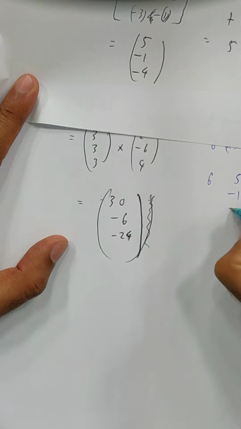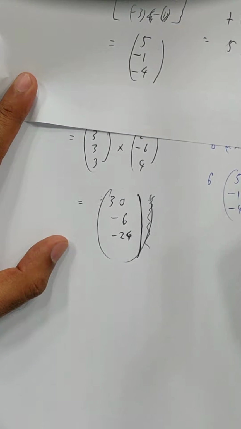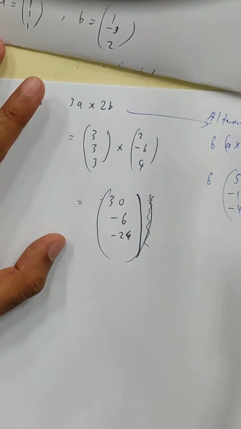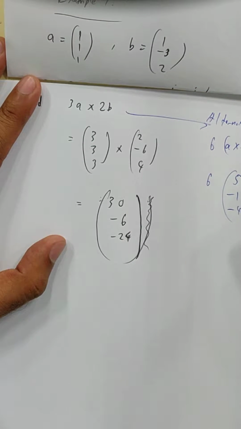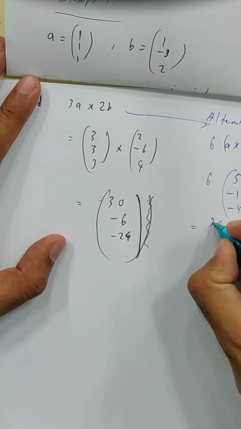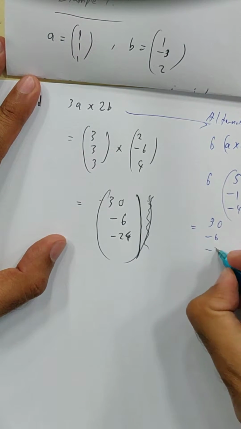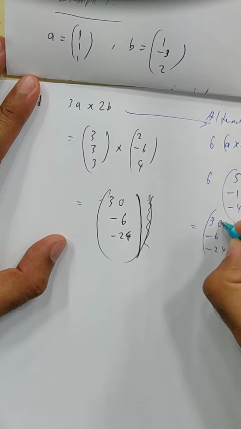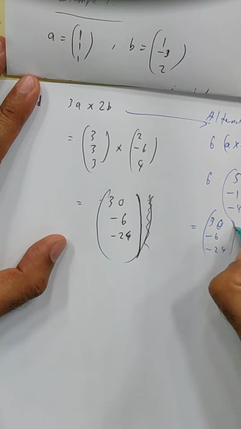5, negative 1, negative 4. You got this from a cross b. And then you multiply your 6 inside. So what do you get? 30, negative 6, negative 24. It will give you the same answer.